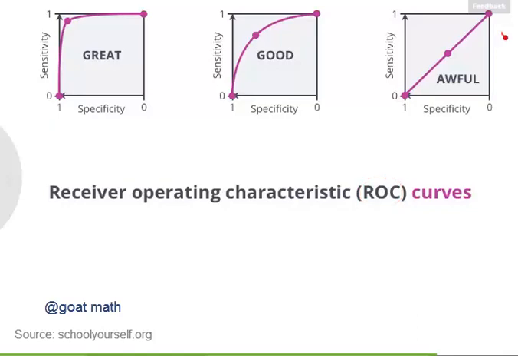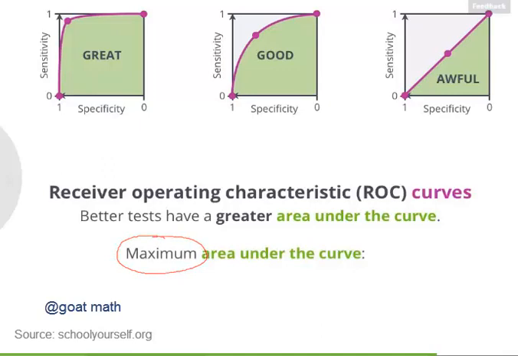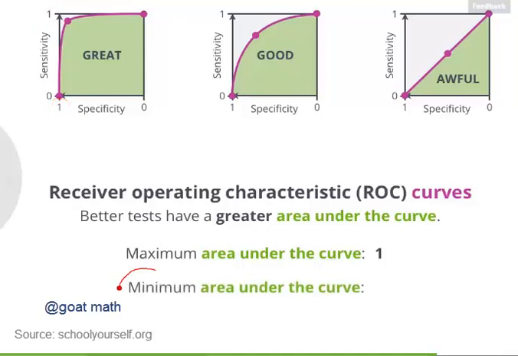Now, you might have noticed that the worst test over here has the smallest area under the curve. And as the test gets better, the area under the curve gets larger, and the best test has the most area. The maximum area under the curve you can have is 1, and that's when this point is all the way up in the corner. That would be a perfect test, with sensitivity and specificity both equaling 1. The minimum area, or worst case scenario, is this one, where the test absolutely cannot tell the two populations apart.